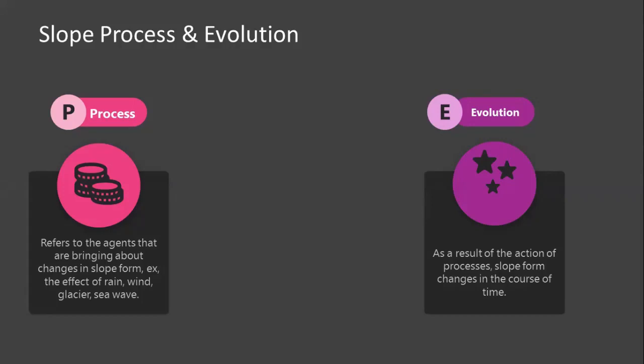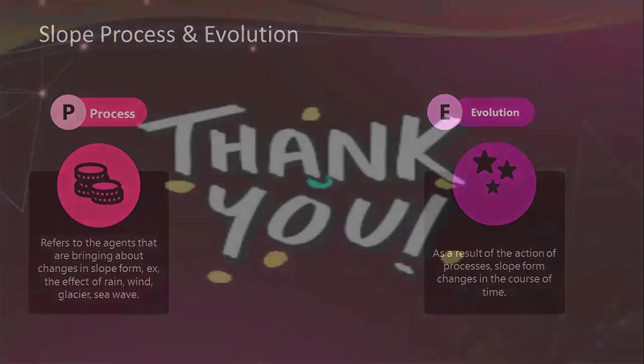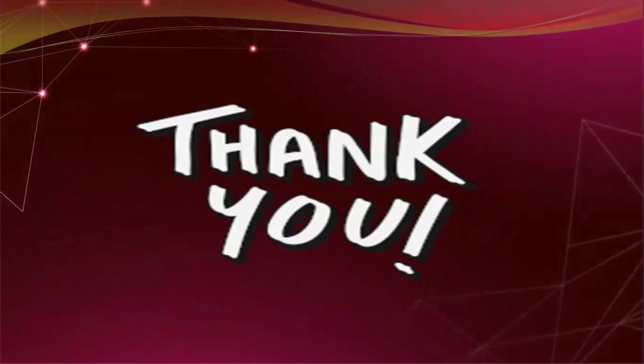The ultimate action is the evolution, which I have shown in the previous slide, and the slope form changes in the course of time. So it is not static. It changes slowly, as we have seen in Davis: youth, maturity, old age. The same we have seen in King, the various stages: youth, maturity, old age. So a slope is not static, it is dynamic. It will change with time. So this was all about slope, their classification, the definition, the process, and the evolution.